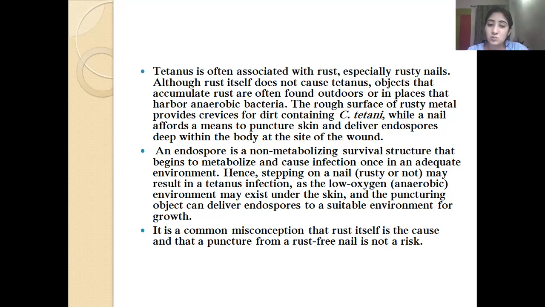And an endospore is a non-metabolizing survival structure that begins to metabolize and cause infection once in an adequate environment. Hence, stepping on a nail, rusty or not, may result in tetanus infection, as the low oxygen environment may exist under the skin and the puncturing object can deliver endospores to a suitable environment for its growth. So it is a common misconception that rust itself is the cause and that a puncture from a rust-free nail is not a risk.